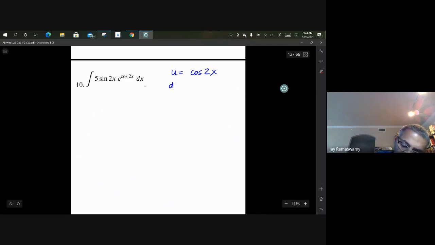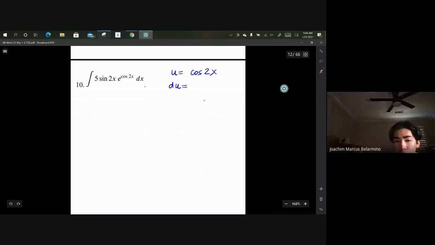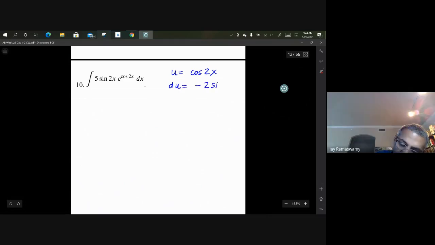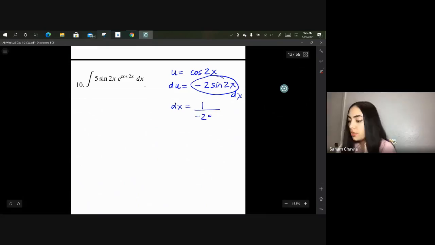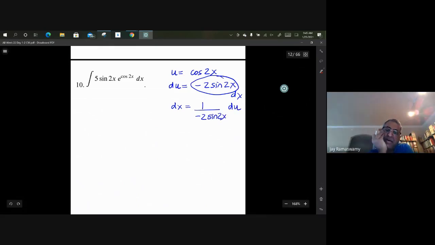Those of you way ahead: du equals negative 2 sine 2x dx, very good. For those of you who've forgotten, the derivative of cos 2x is negative sine 2x times 2. Should we solve for dx? Just multiply by the reciprocal. Don't think too hard. dx equals 1 over negative 2 sine 2x times du. Is everybody okay there?